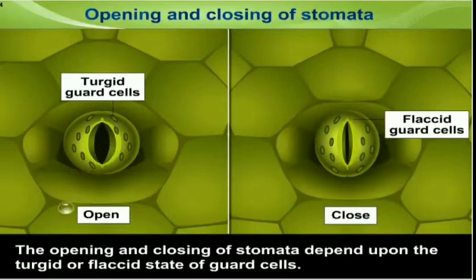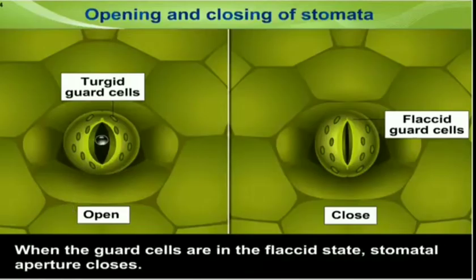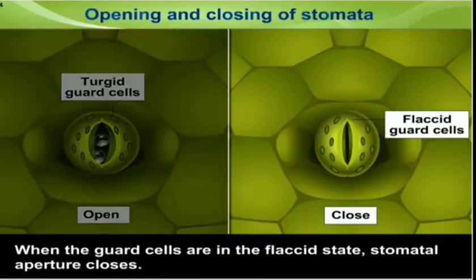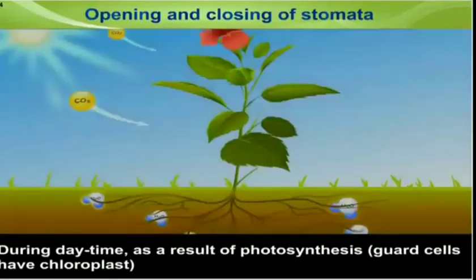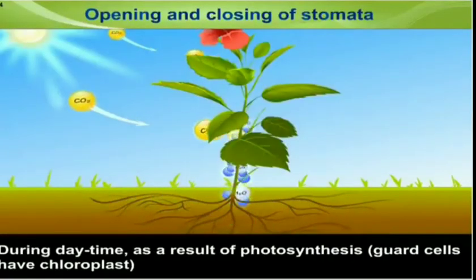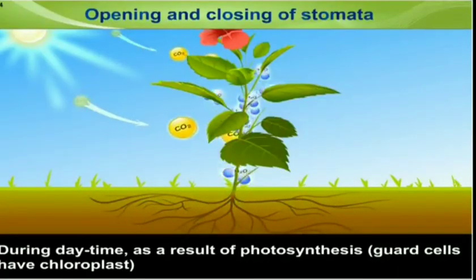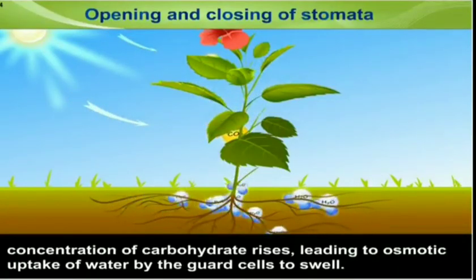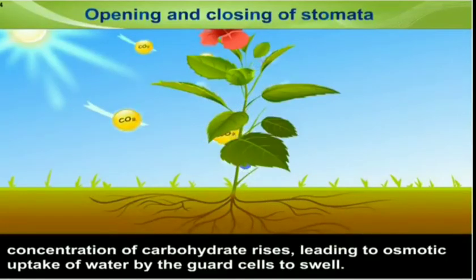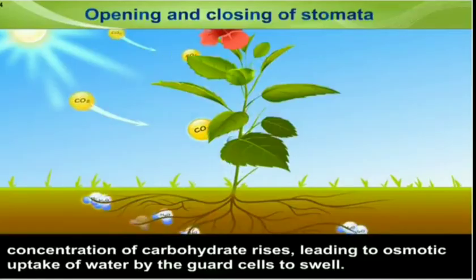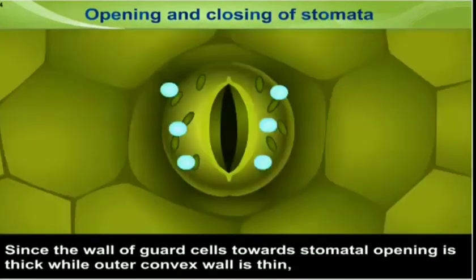The opening and closing of stomata depends upon the turgid and the flaccid state of the guard cells. When the guard cells are flaccid, the stomatal aperture is closed. During the daytime, as a result of photosynthesis, guard cells have chloroplasts. Concentration of the carbohydrates rises, leading to the osmotic uptake of water by the guard cells, which swell.